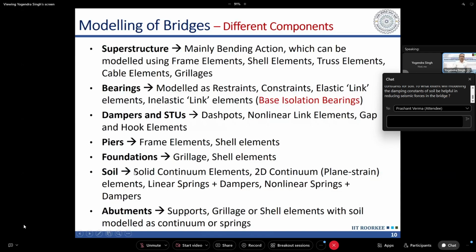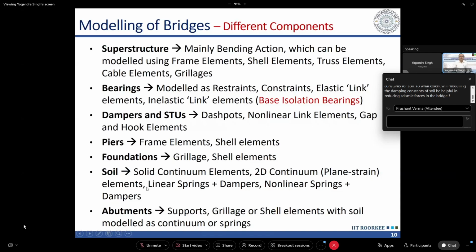But if we want a more realistic analysis and we are not sure about how much the soil is contributing, we can model soil also along with the structure. Soil can be modeled using a solid continuum, so 3D solid elements, or so-called brick elements, we can use. If we are making a 2D model, then soil can also be considered as a 2D continuum, plane strain. So these are the commonly used elements.